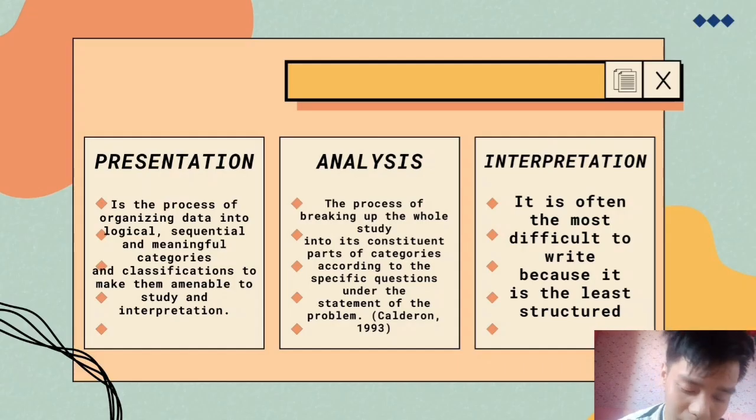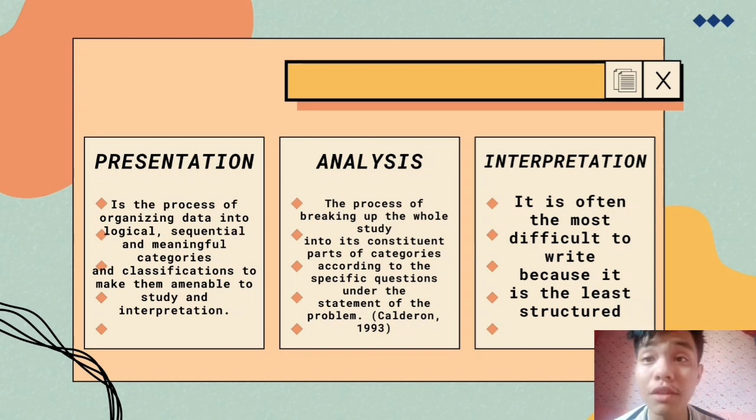So what is presentation, analysis, and interpretation? Presentation is the process of organizing data into logical, sequential, and meaningful categories and classifications to make them amenable to study and interpretation. Analysis, on the other hand, is the process of breaking up the whole study into its constituent parts or categories according to the specific questions under the statement of the problem. And interpretation is often the most difficult to write because it is the least structured.